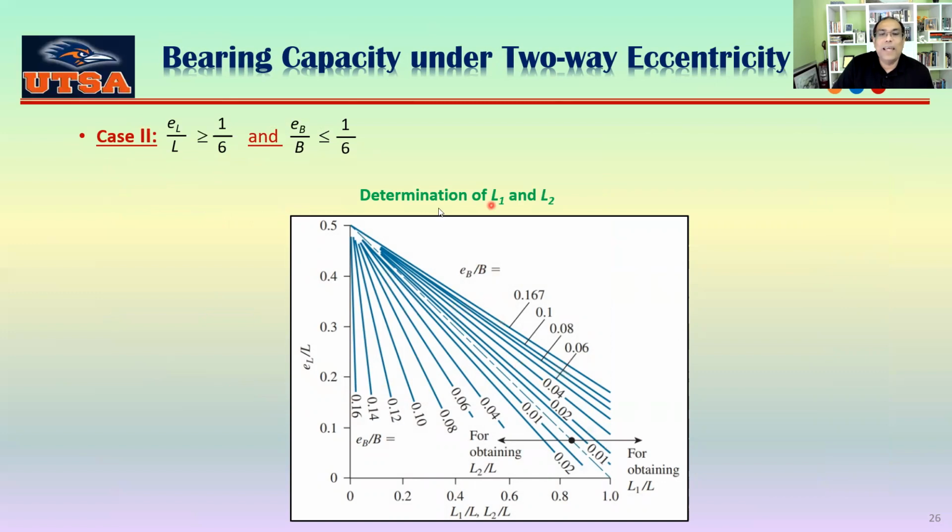For case 2, there is a diagram given to determine your L1 and L2. For case 1, you can do it using the equations. For case 2, you have to use this chart here. In this chart, you see eL/L, and this is eB/B. From this side you can find L1/L, and from this side you can find L2/L. So this is your L1/L or L2/L. I'll show one example of how you can find that out. Now let's move forward.